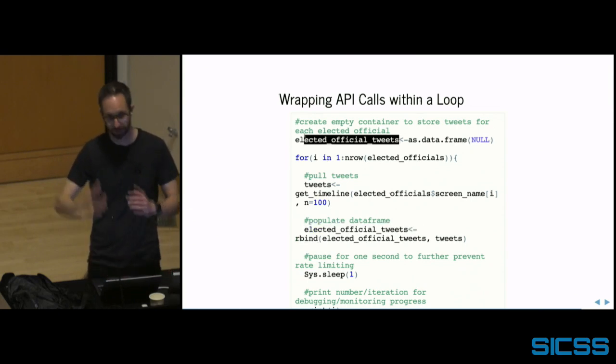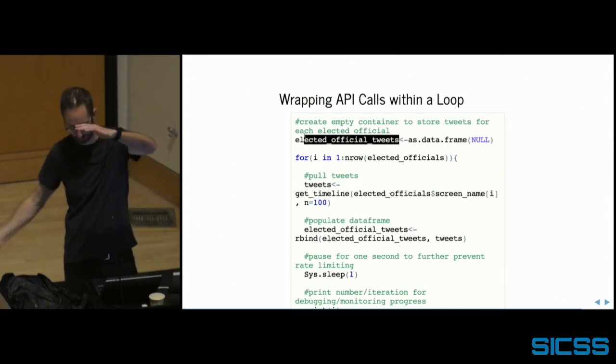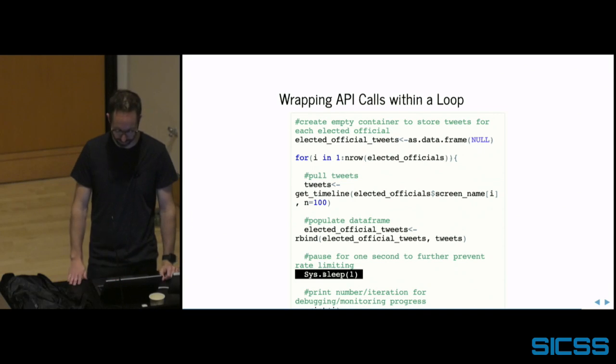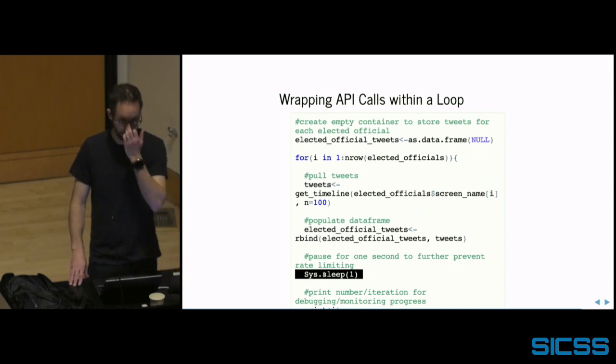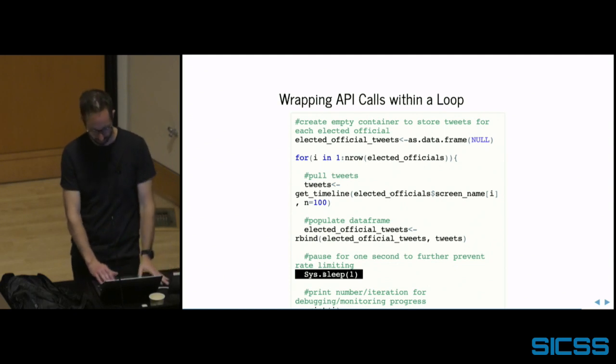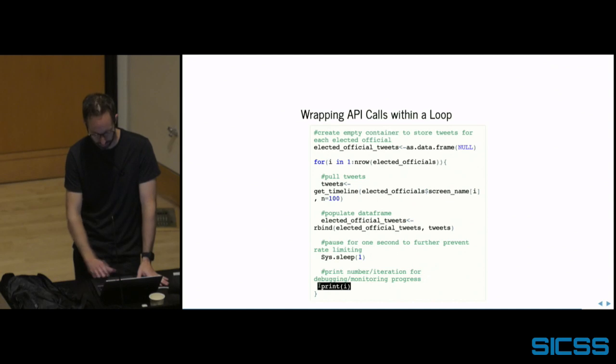So the first time through the loop, we're actually putting in the first row of tweets. The second time, we're adding and getting it bigger and bigger and bigger. We're pausing here to avoid rate limiting in a relatively hackish manner using this Sys.sleep function. We could have gotten fancier with the rate limit function, but we're keeping things simple right now. And lastly, we've printed i at the end of our loop.